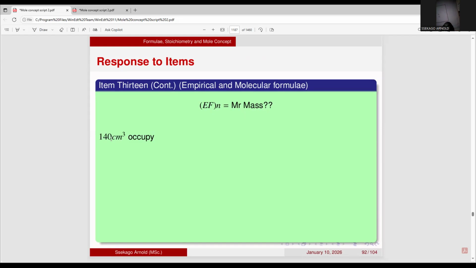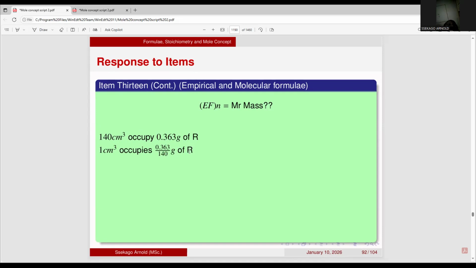The item has said that 140 centimeters cubed. Now, I have volume. What I want must be on the right-hand side. Do not always forget that. That's why mass is going to be on the right-hand side. So the item says that 140 centimeters cubed occupy 0.363 grams of R. So this volume occupies this mass. Then what of 1? If 140 occupies 0.363, what of 1 centimeter cubed? This will occupy, we divide 0.363 over 140 grams of R.